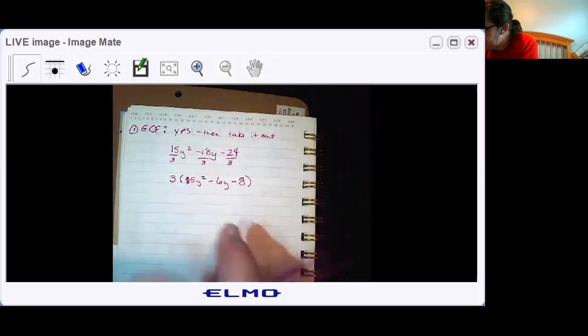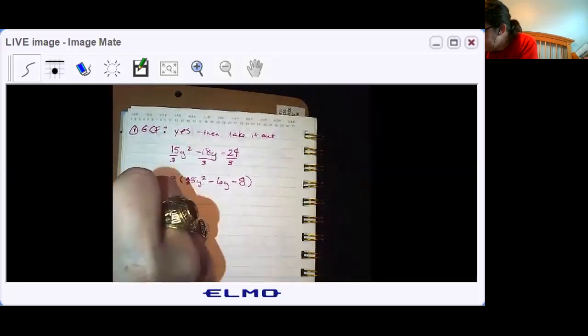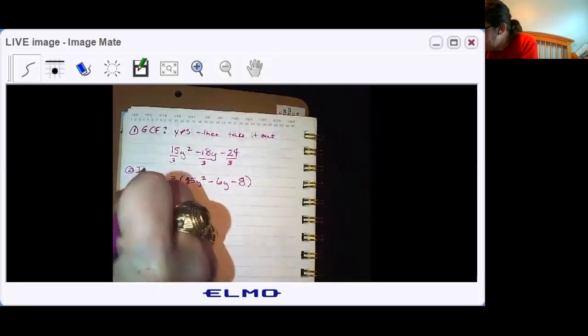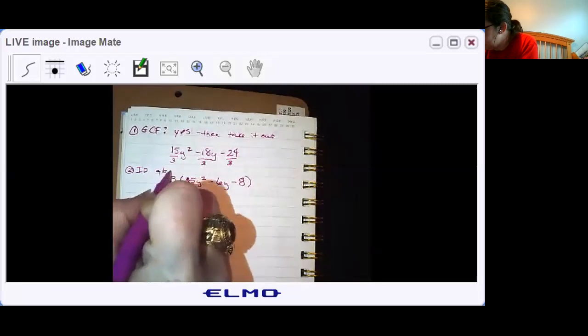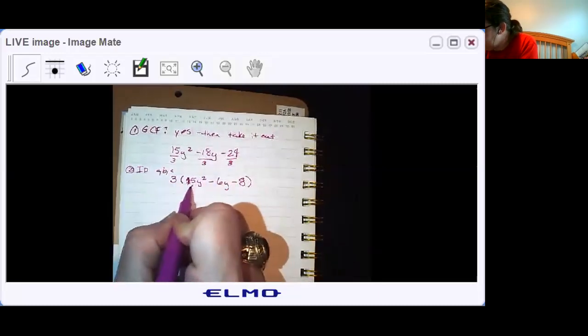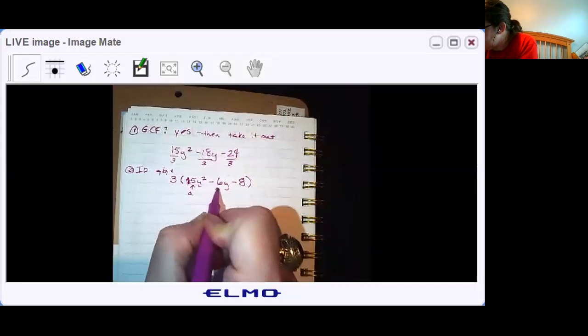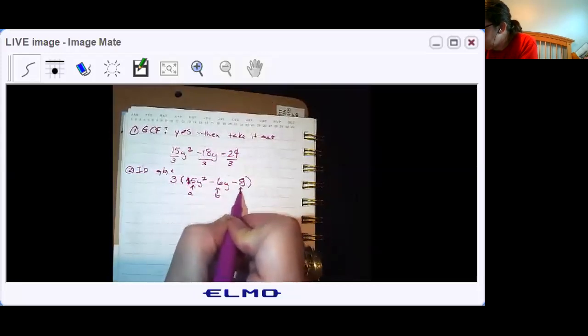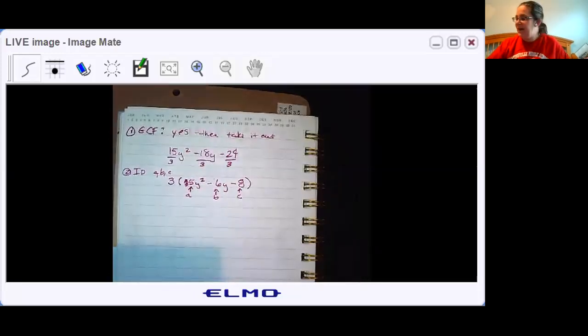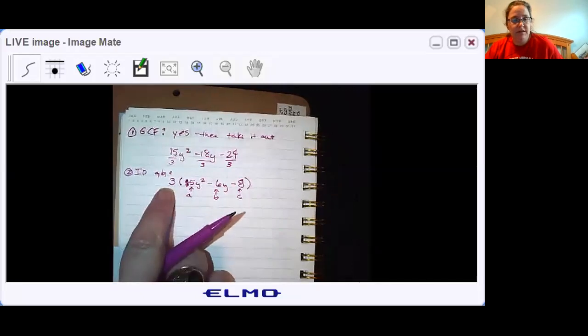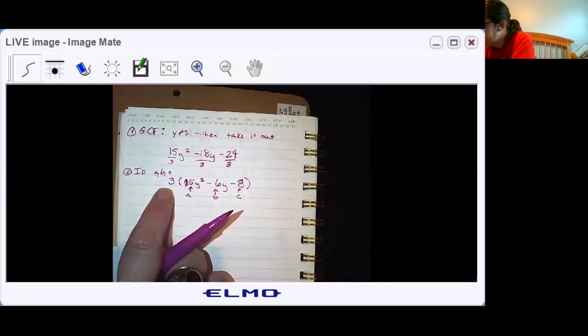Now, is there a common factor in this? There's not. If I identify my A, B, and C, because I'm going to need them, here's A, here's B, and here's C. Now, as I work through this problem, this 3 out here, this GCF of 3, isn't going to go away. It's going to stay there as part of it, but it's just going to kind of hang out on the outside. It's there, but we're done with it. It's just going to hang out for the rest of the problem.